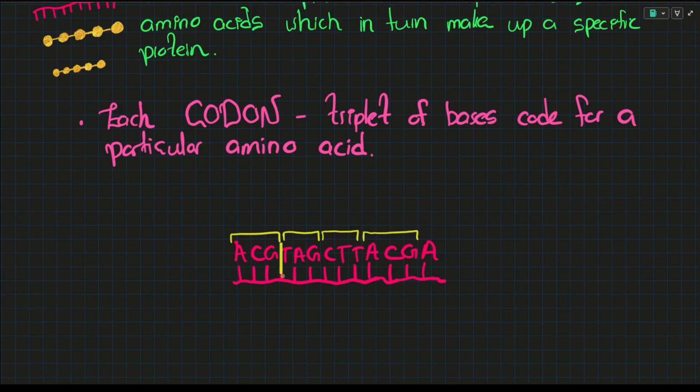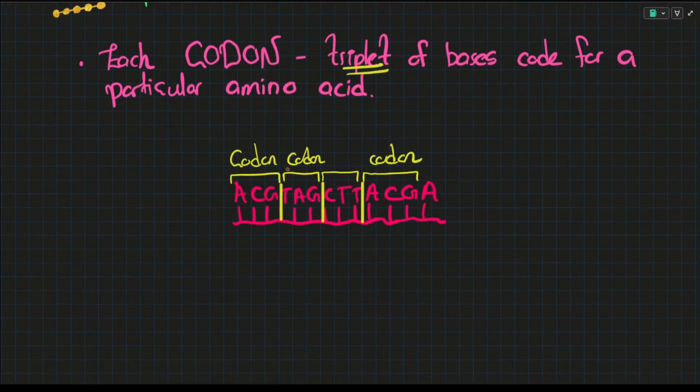I'll draw another line just for clear distinction. Do you see? We're reading triplets of bases. Every single time a triplet is read, we call it that a codon is read. A codon is simply a triplet of bases. Each codon is going to be able to code for one specific amino acid, which is the building block of a protein. So ACG might code for this.